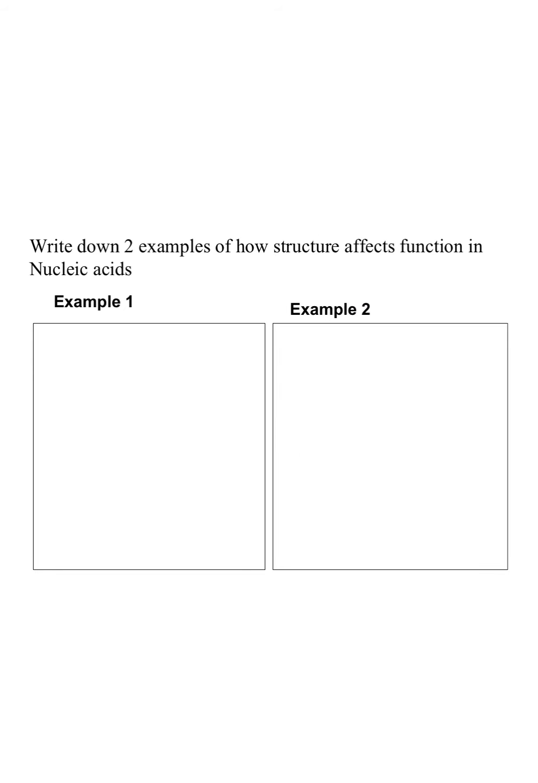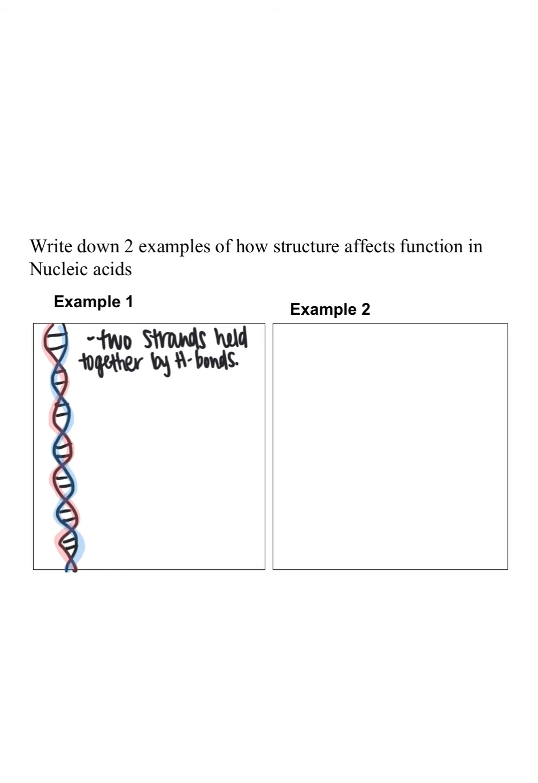Let's talk about some examples of how the structure affects functions in nucleic acids. Okay, the first example I'm going to use is the double helix structure of DNA. Now, DNA, typically you're used to seeing it look something like this. Now, what that represents are the nucleotides in two strands facing each other and held together by hydrogen bonds. So if you zoom in, it looks a little something more like this.